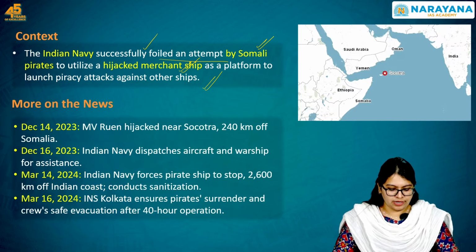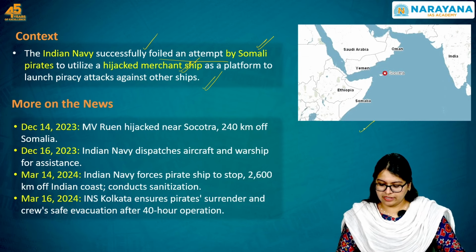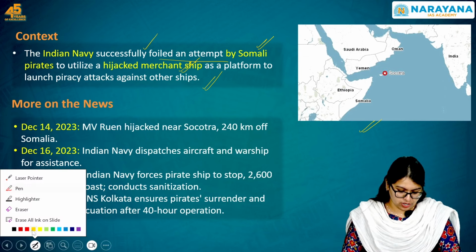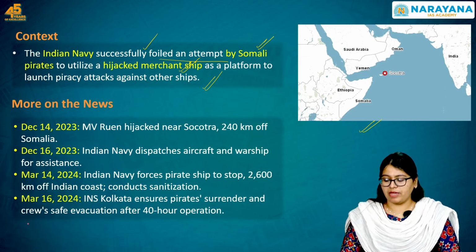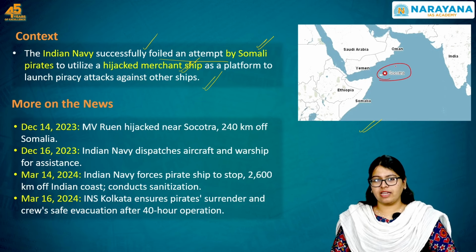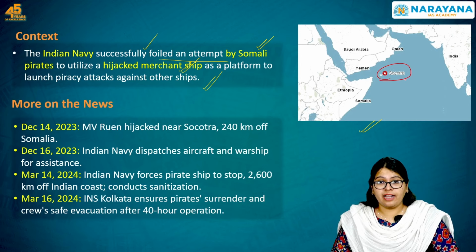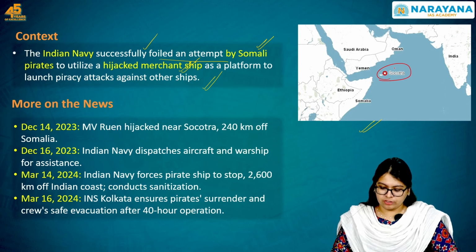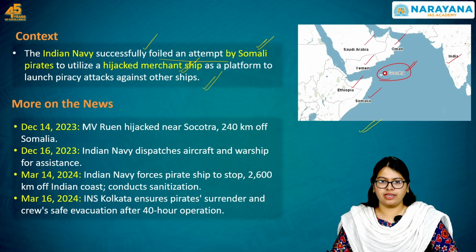So moving forward, looking at this map, it is important to know the locations of these hotspots of maritime piracy. This time the hotspot has been Socotra, which is a Yemeni island, many kilometers off the coast of Somalia. Here is Socotra, and surrounding it are the regions of Yemen, Oman, Saudi Arabia, Ethiopia, Somalia, as well as India.